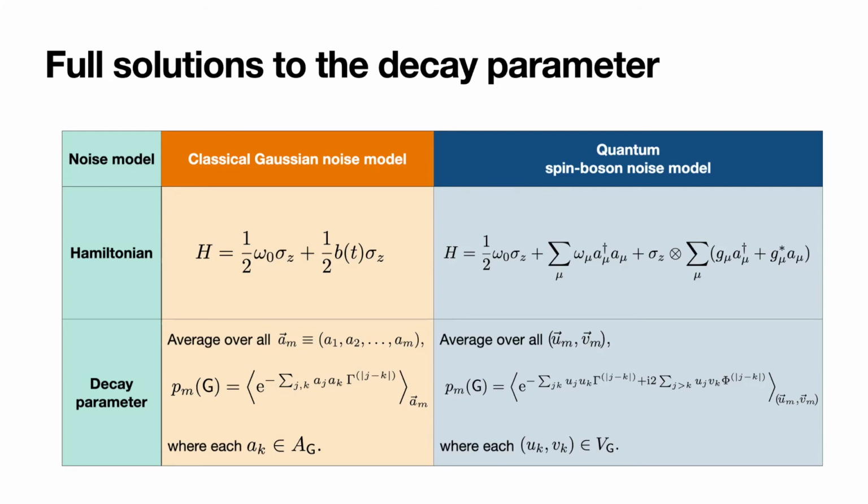For the quantum spin boson model, we start with a Hamiltonian of a spin and a bosonic field with linear coupling between them. Similar to the classical case, we can also write the decay parameter as a tuple average over an exponential function. But this time, each element of the tuple is a pair of numbers sampled from some group-dependent base set. Looking at the expression for P, there are also the gamma and phi functions in the exponent. These functions play key roles as they encode all the information about the noise.